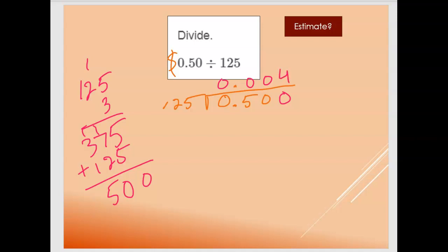So 4 is going to be what goes here. 4 times 125 is 500. And that's it. We're done with that, but we had to add a 0. So it only fits in there 4 thousandths of a time. Very small number.